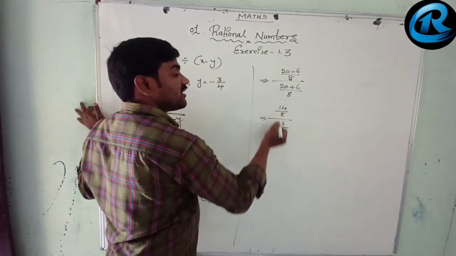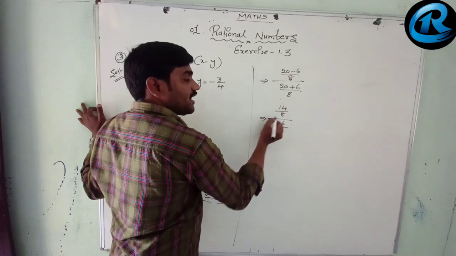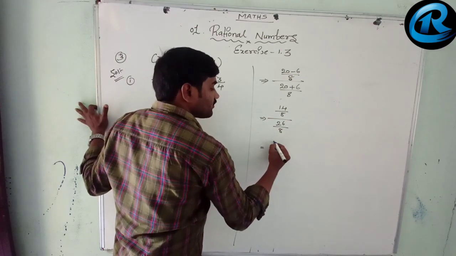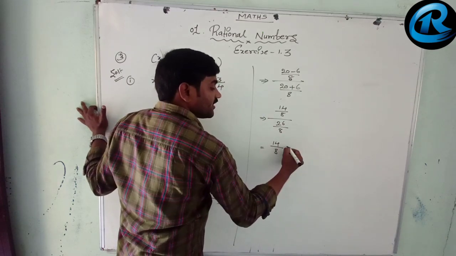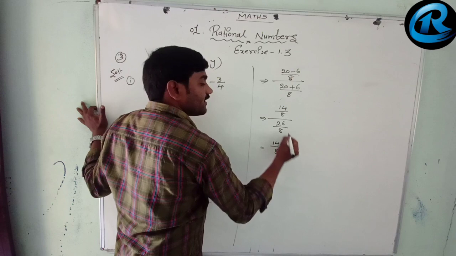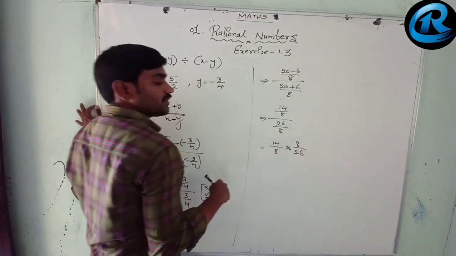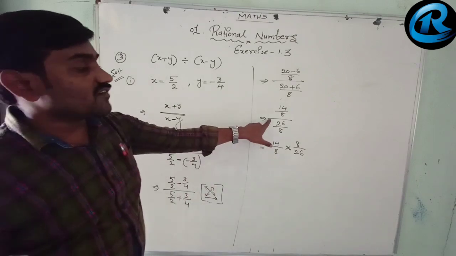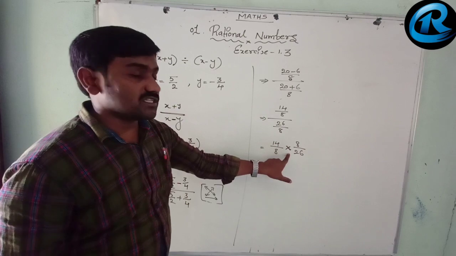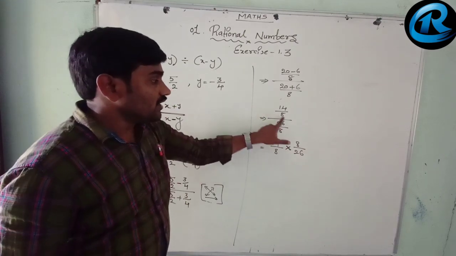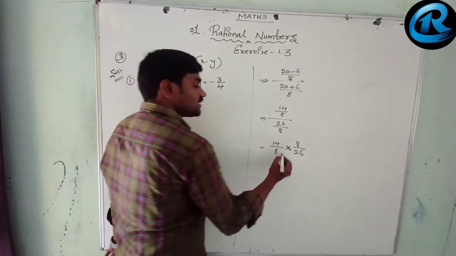Whenever you get fraction by fraction, the numerator is a fraction and the denominator is also a fraction. So what we have to do? The numerator fraction you write as it is. This denominator fraction you multiply and take the reciprocal of this denominator fraction. So instead of writing this division we are writing multiplication. That's what. So you get the same answer.